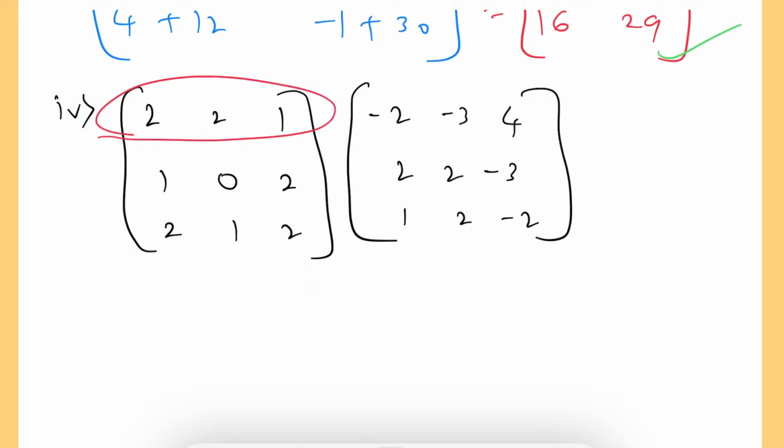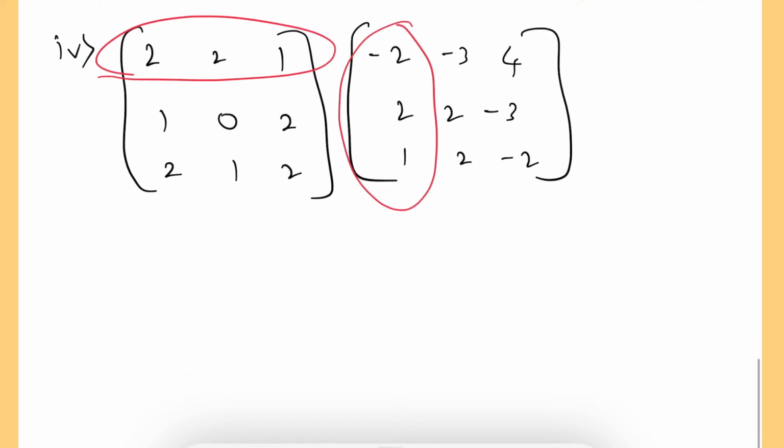Multiply the first row with the first column. First element with the first element, second element with the second element, and third element with the third element only. So we get 2 into, I'll write a little smaller because space won't be sufficient as it is a 3 by 3 matrix, 2 into minus 2 plus 2 into 2 plus 1 into 1.